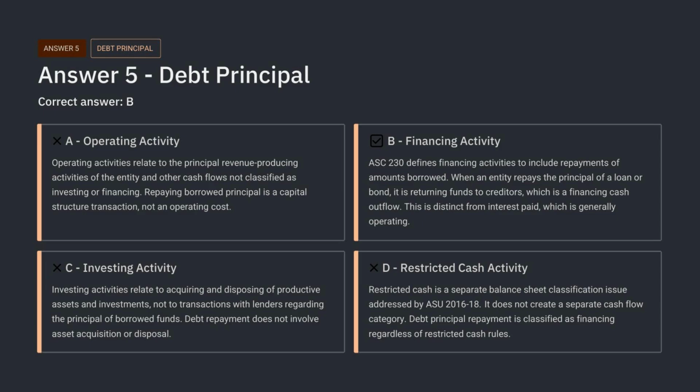Option A is incorrect because repaying principal is not part of determining net income and is not a normal operating cash payment. Option C is incorrect because investing activities relate to long-term assets, loans made to others, and investment securities, not repayment of the entity's own borrowing. Option D is incorrect because restricted cash is a presentation and reconciliation issue, not a fourth activity category. The memory line is this: borrowing and principal repayment sit in financing, interest paid is generally operating.